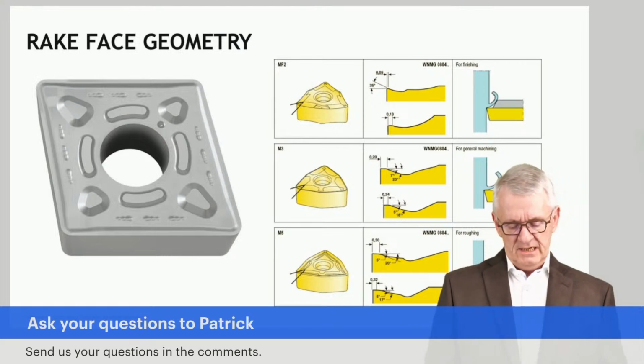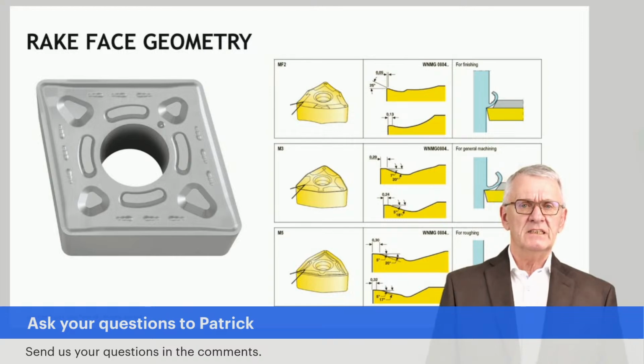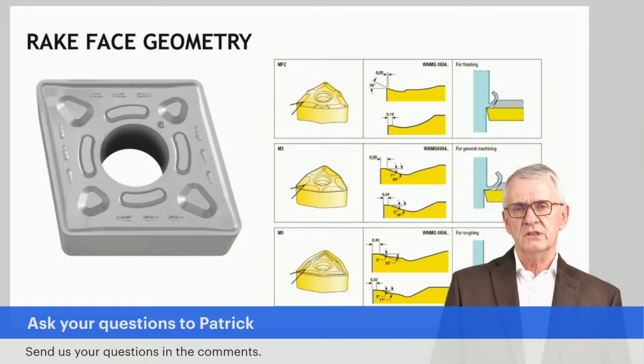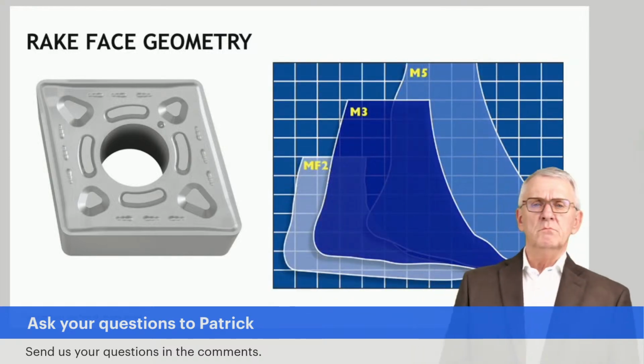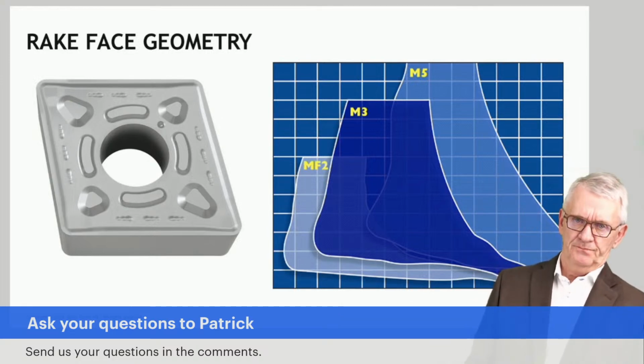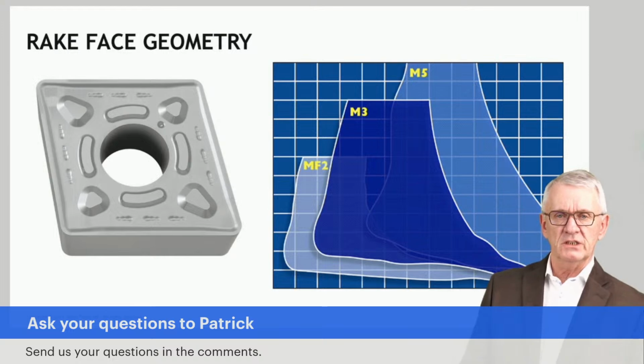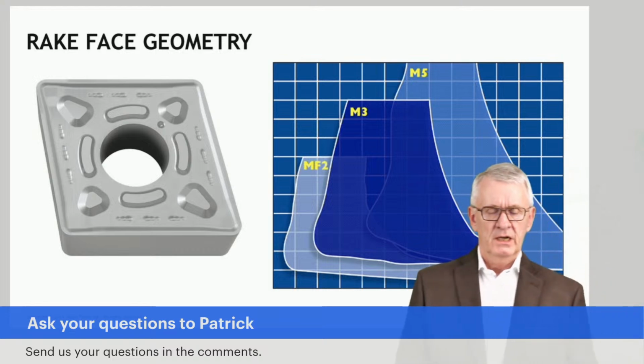Let's say today that we form a rake face in such a way that it performs in all kinds of different situations in the best way possible when we focus on chip formation and evacuation. In this respect, we talk about sharp geometries, medium geometries, and rough geometries. That basically refers to the application. A fine, sharp geometry is for finishing, a medium geometry is for the average operation, and a strong, rough geometry is for roughing applications.